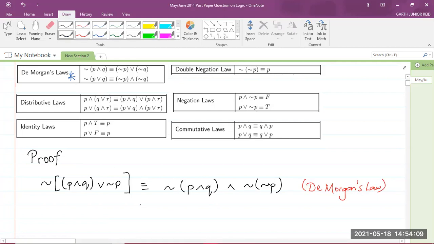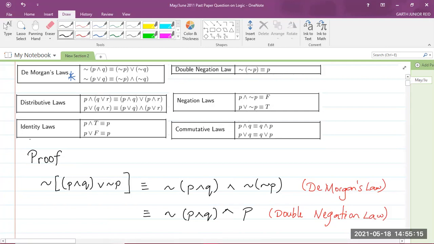In order to get maximum marks in the examination, you are required to put what law you used in each step. So this is now logically equivalent to the negation of P and Q, and now I'm going to be using the double negation law. If I have the negation of the negation of P, that is equivalent to P. So I can write P here, because the double negation of P is equivalent to P. So let's write that: double negation law.